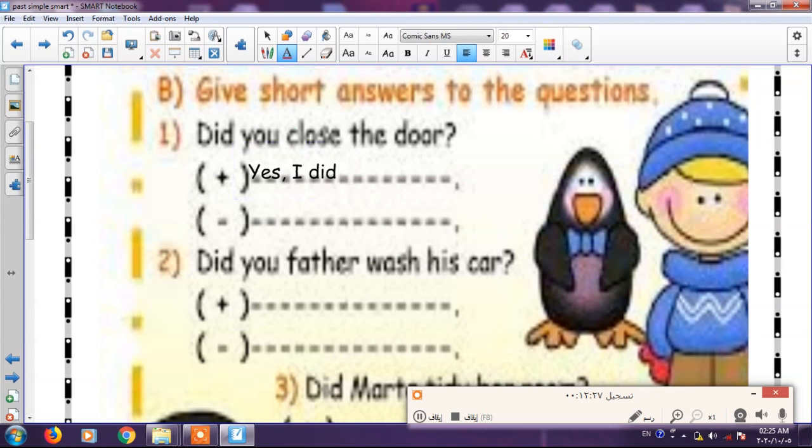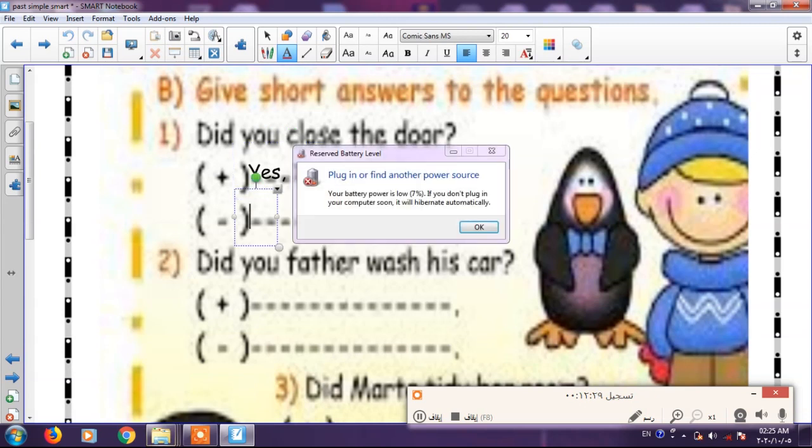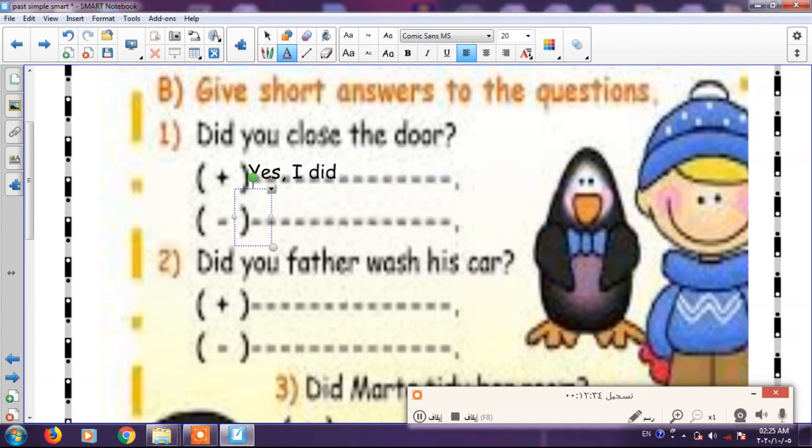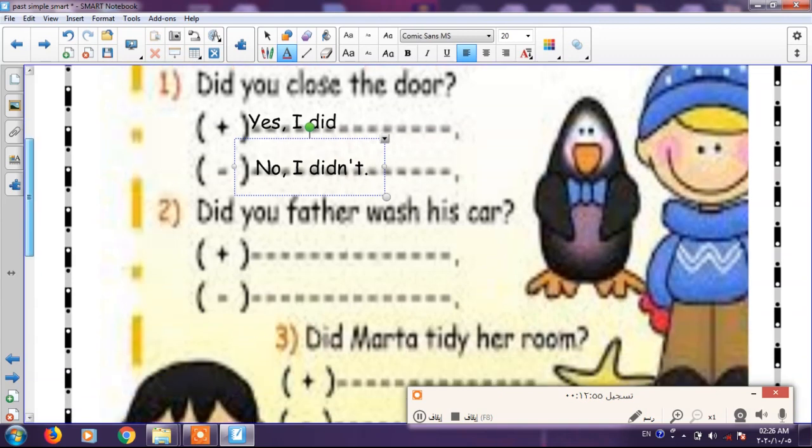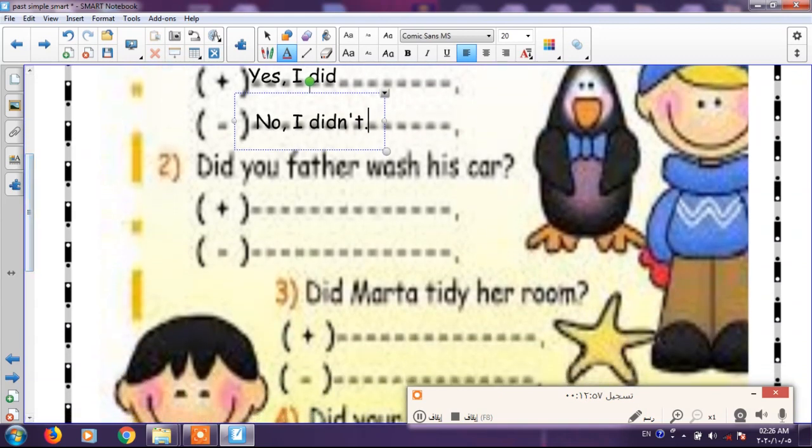And if it's negative form, so I will begin with no, and I will write the negative form. No, I didn't. Okay. The same in number 2. Did your father wash the car?